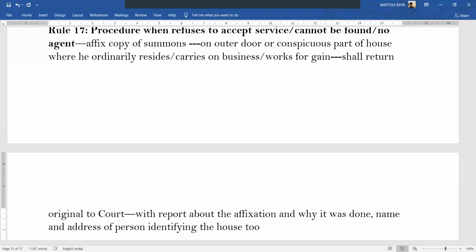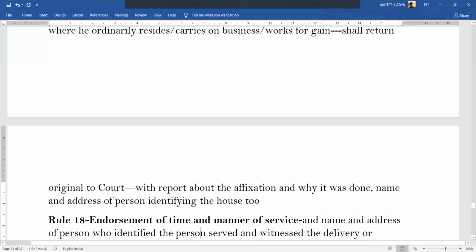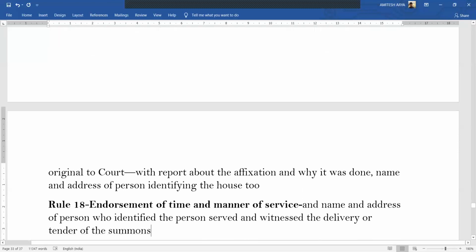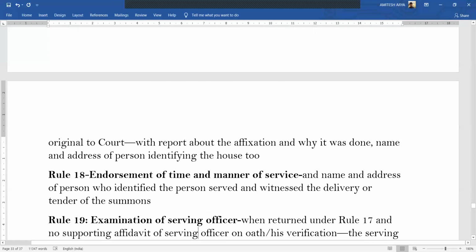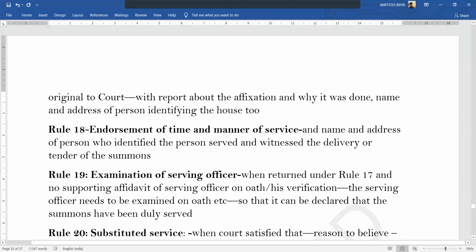You'll report why you had to affix it, why it was done, who was the person who told you, who was the person, what is his address, that told you that this is that person's house, etc. You have to tell all of that too. Now, rule number 18 is telling you that you have to endorse the time and manner of service. Who was the person who identified that this is the person on whom you have to serve it? Who was the person who witnessed that this particular summons has been delivered, etc.? All these things have to be told to the court.